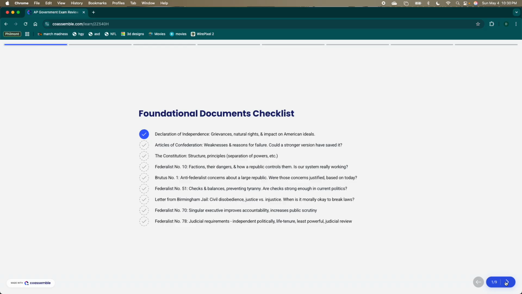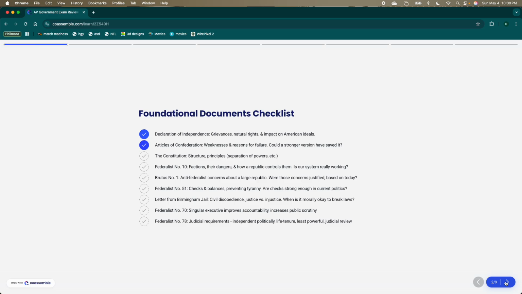Probably the most important thing to know with the Articles of Confederation is that it failed because of Shays' Rebellion, which exposed the many weaknesses of a weak central federal government. They also didn't have the ability to tax as a federal government, and there was no way to regulate interstate commerce. So those are just a few of the reasons for the Articles of Confederation's failure.